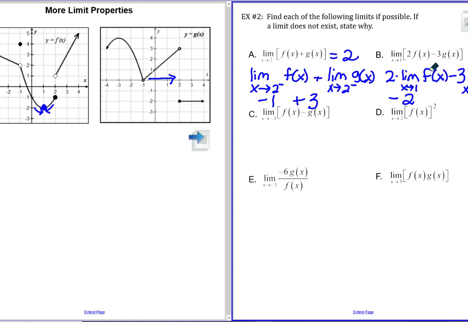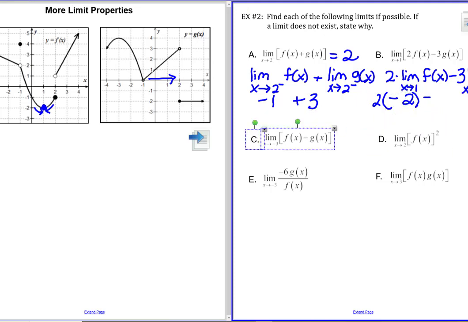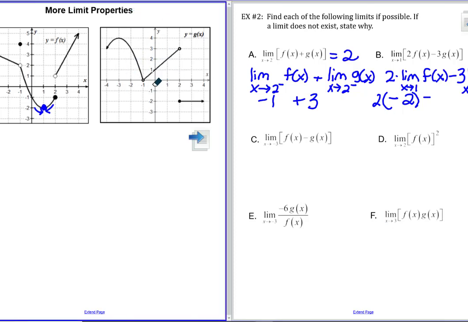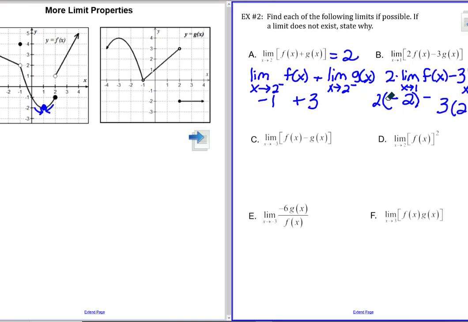So we have 2 times -2, and we're subtracting 3 times the limit of g of x at 1. So as we're approaching g at 1, it looks like the limit's going to 2. So we have subtracting 3 times 2. So -4 minus 6 gives us a limit of -10.